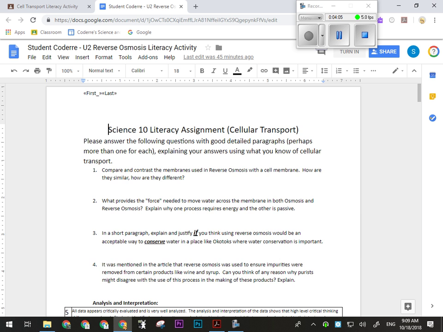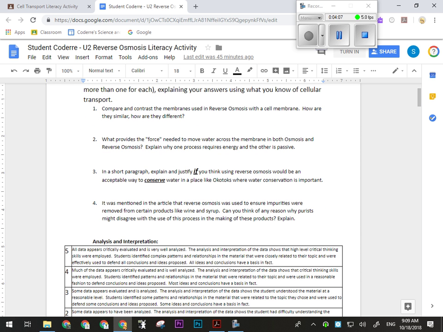Okay, second question. What provides the force needed to move water across the membrane in both osmosis and reverse osmosis? Okay, well, we already talked about osmosis. We know it's a passive process. Okay, what moves it across is what? Right, any dissolved solutes. Differences in dissolved solutes on either side is what causes water to move by osmosis.